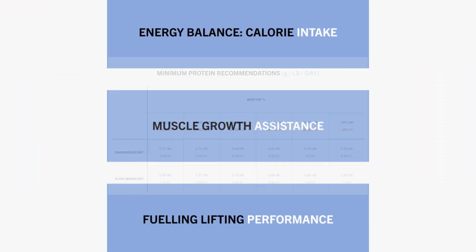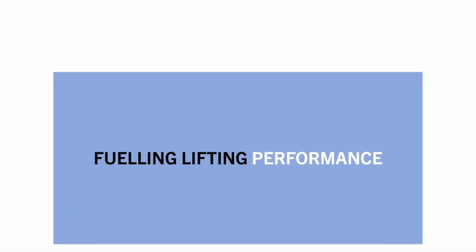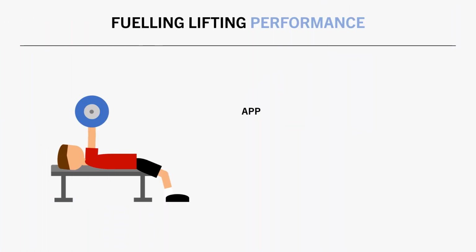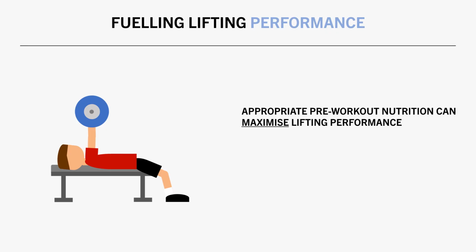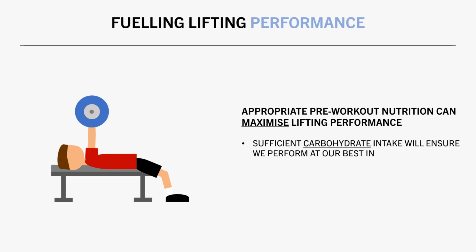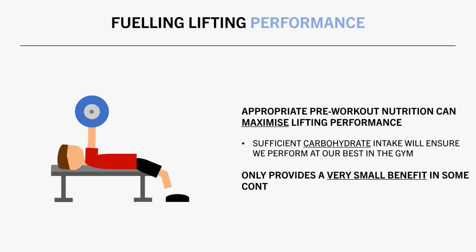And the last role of diet is to fuel lifting performance to some extent. Resistance training isn't all that energetically expensive compared with cardio, but appropriate pre-workout nutrition might help us perform a little better in certain contexts. More specifically, having enough carbohydrate available to perform at our best in the gym might help us provide a slightly superior training stimulus. Although we should keep in mind that nutrition manipulation isn't going to have a major impact on lifting performance, only a small benefit in some contexts.